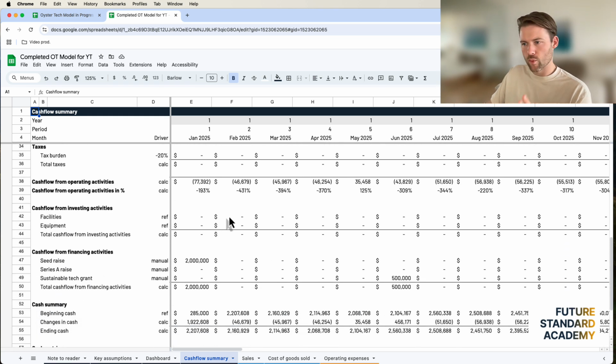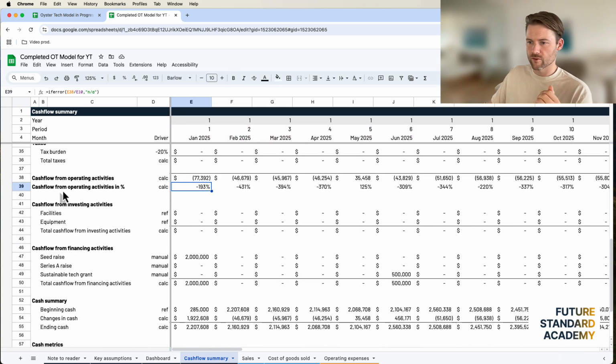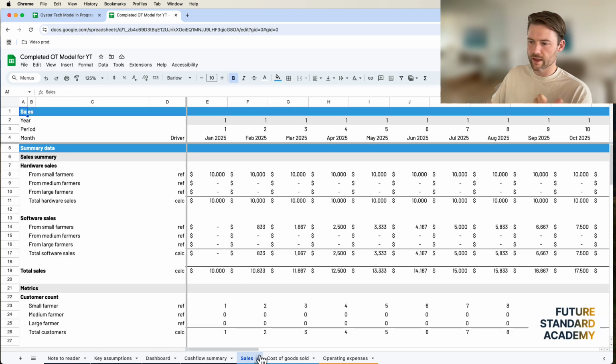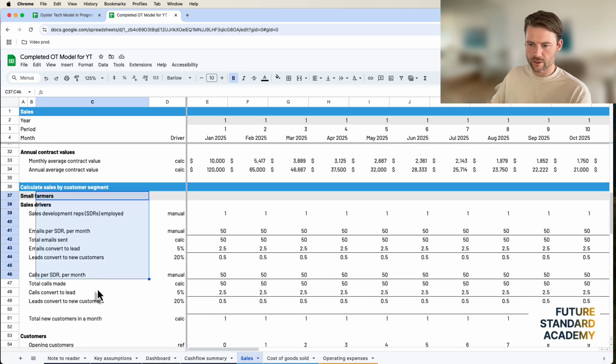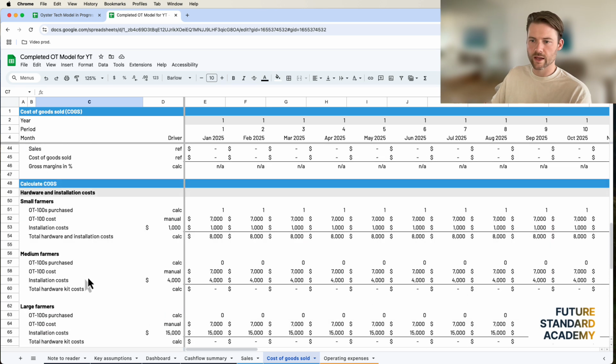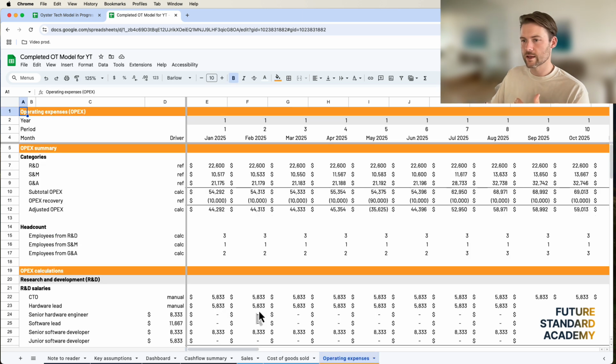This is the first tab where now this is actually the same information as the dashboard here, but now you can see that we're going monthly, right? Cash flow from operating activities, from investing, from financing, and then finally ending cash. So that's that. And then we get into each of the subschedules. So summary data at the top, all the calculations that are based on sales drivers at the bottom. Cost of goods sold, same thing, summary at the top, a couple metrics, and then getting into how those costs were created in the first place.